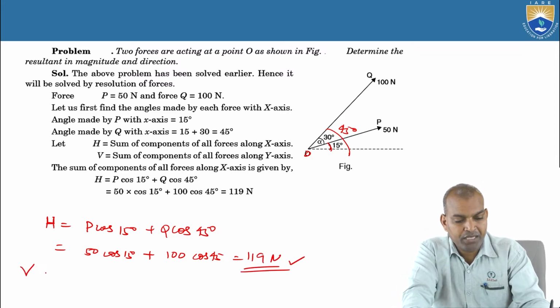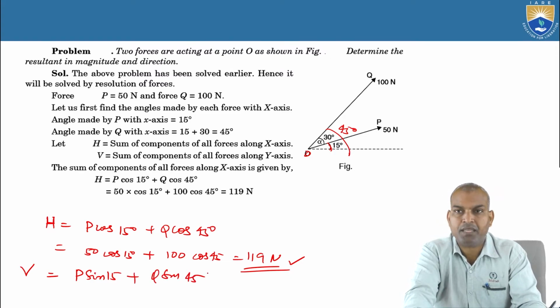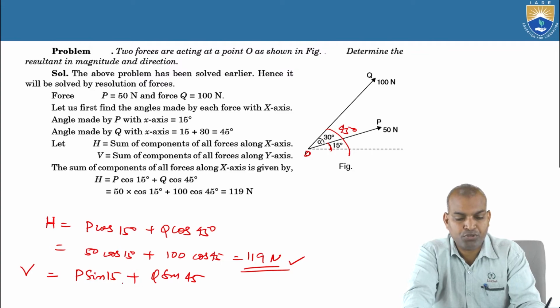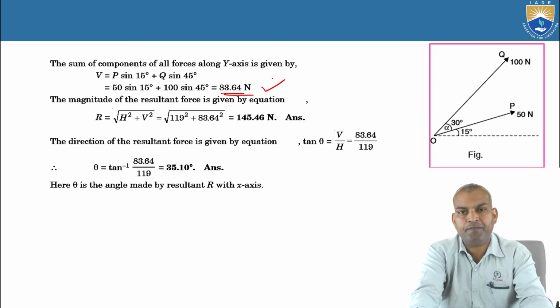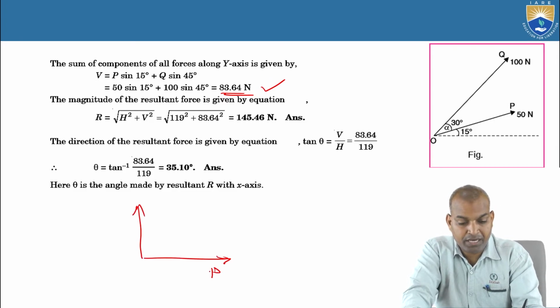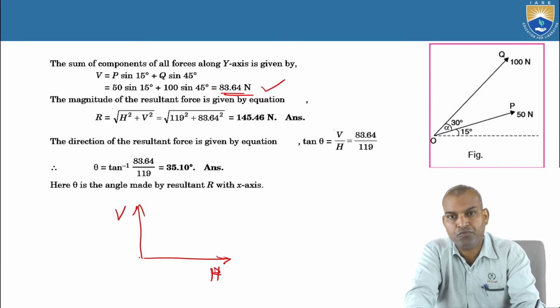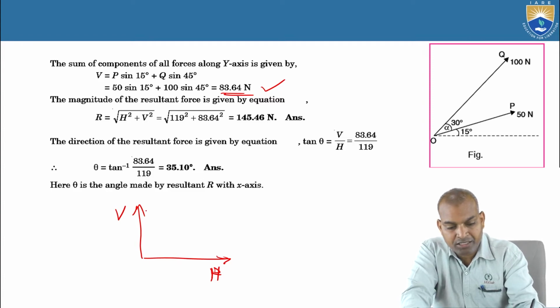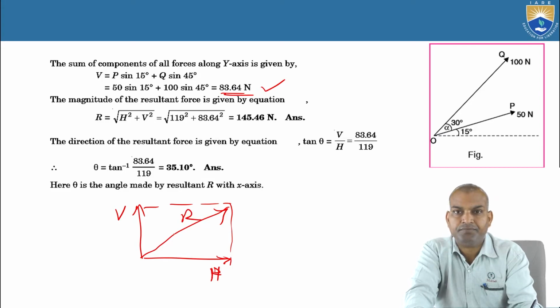And similarly V, the vertical component of the forces, V equal to P sine 15 plus Q sine 45. Substitute P and Q there, then the resultant V equal to 83.64 newtons. Now H is a positive value, V is positive, upward direction is the positive Y. Then what is the resultant? The diagonal represents the resultant. This is the diagonal R.